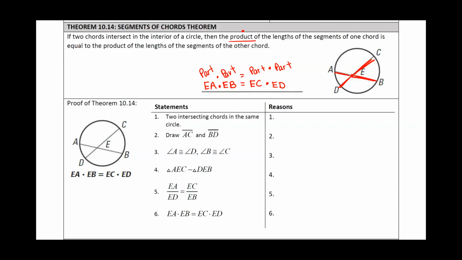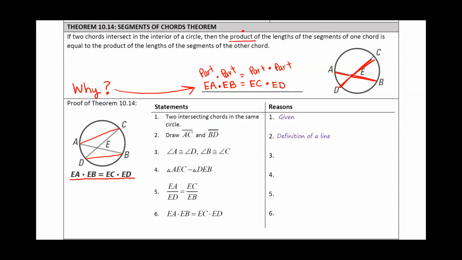You can remember these a little bit better if you know why this is happening. What makes this happen? Well, we've actually already studied this year. Here is the proof of theorem 10.14. Same picture that I have here. Here is what we're trying to prove. That's what we have up there. And we can do this in 6 steps. The first thing we need is two intersecting chords in the same circle. That was given. The second step tells us to draw AC and draw BD. We can do that because that's just the definition of a line segment.